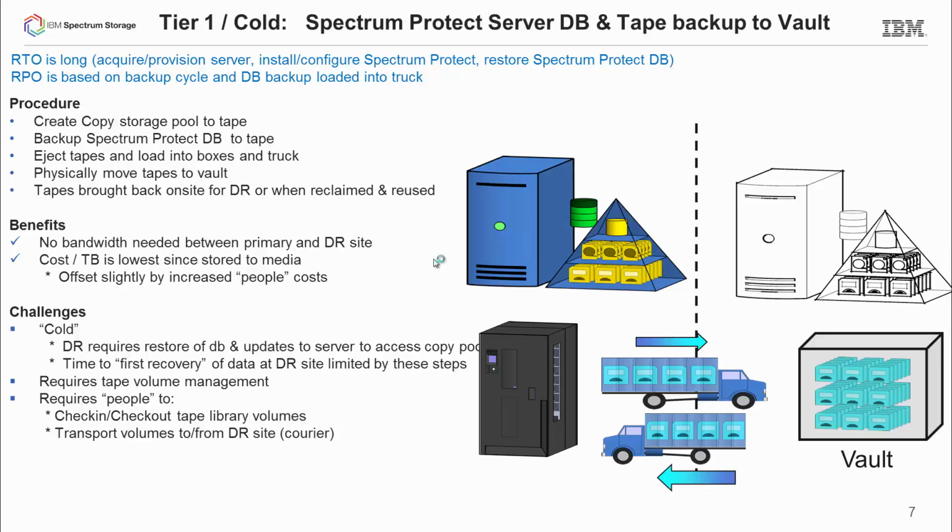In a disaster, we would generate a list of the volumes that we need from the vault. We would bring those back onto site, rebuild our Spectrum Protect server from scratch, and then start restoring the data out to your production machines. So as you can see, the recovery time objective is fairly long because you've got to acquire and provision a Spectrum Protect server, you've got to restore the database, and then get it access to the copy storage pools.